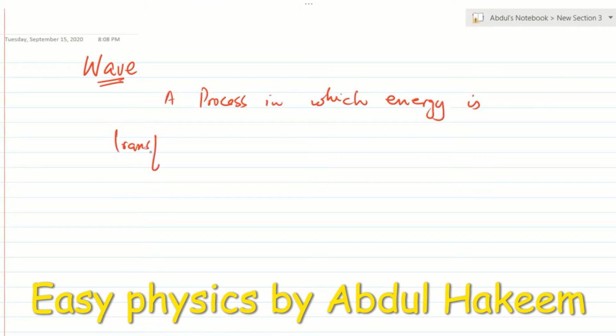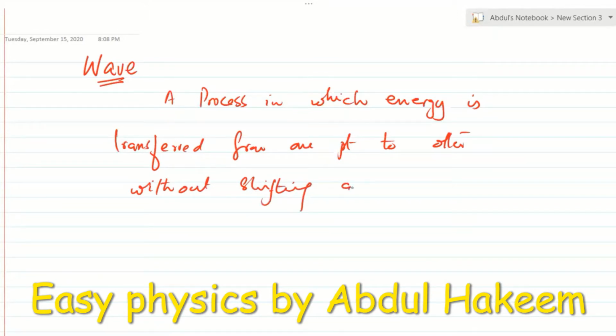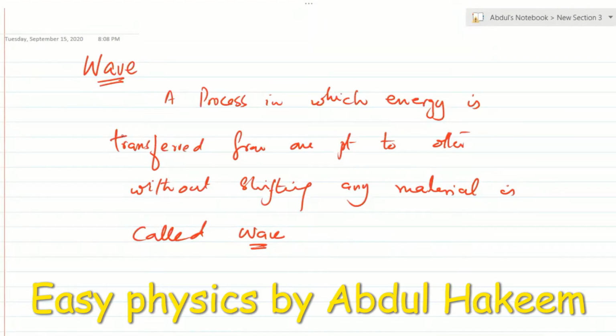So the chapter is waves. First definition: a process in which energy is transferred from one point to other without shifting any material is called wave. So process in which energy is transferred from one point to other without shifting any material is called wave.